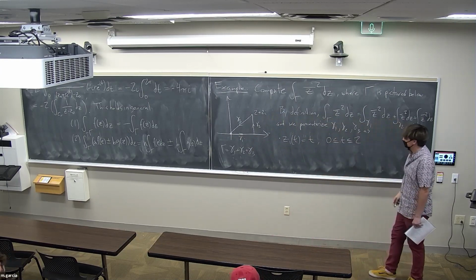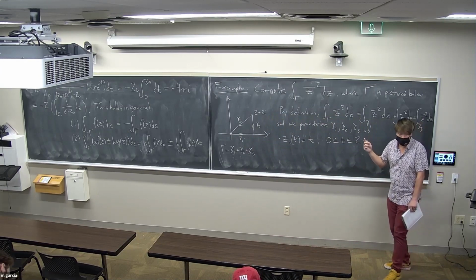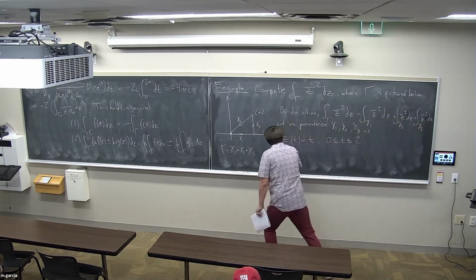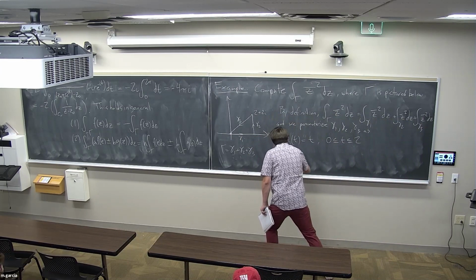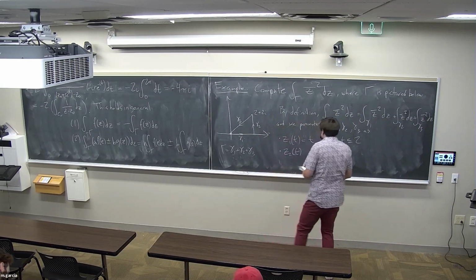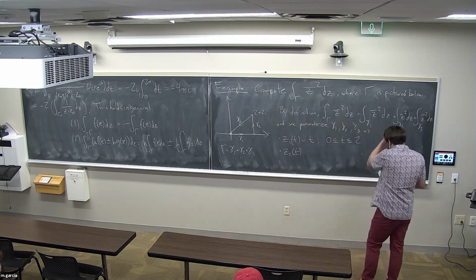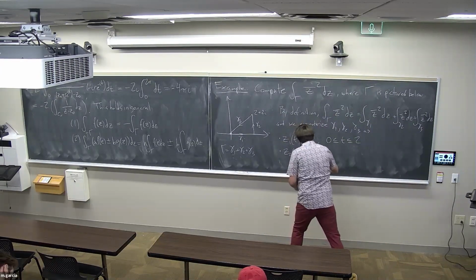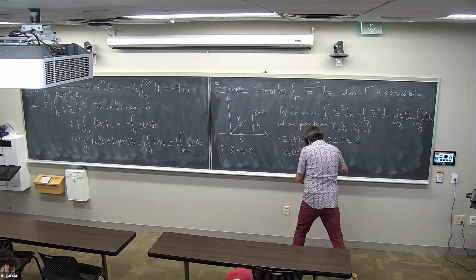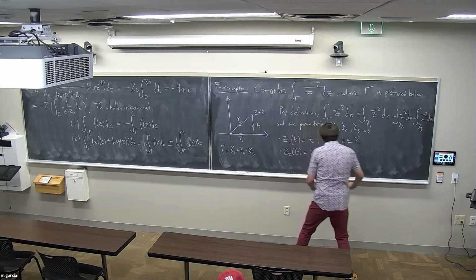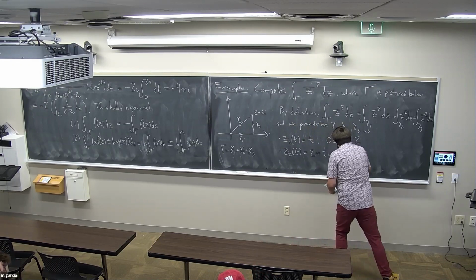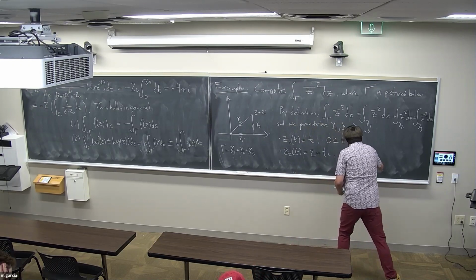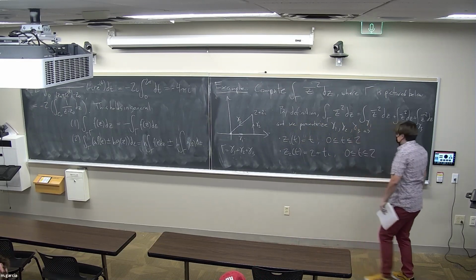It's just the parameterization of gamma 1. Okay. Now, let's parameterize gamma 2 as follows: 2 plus t times i, for t between 0 and 2.